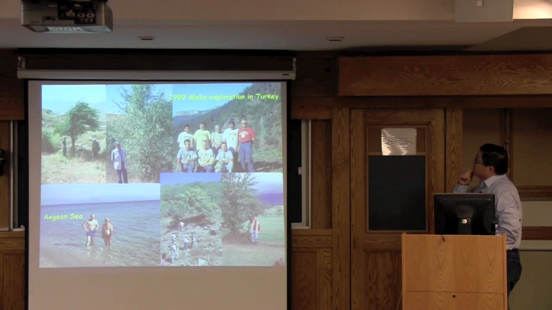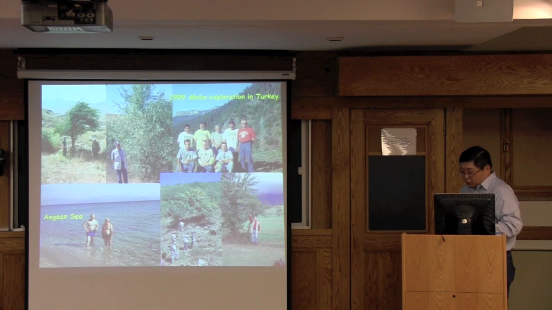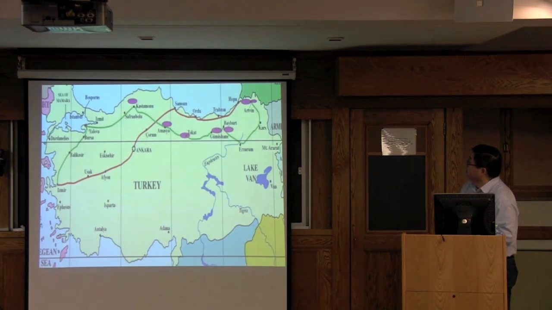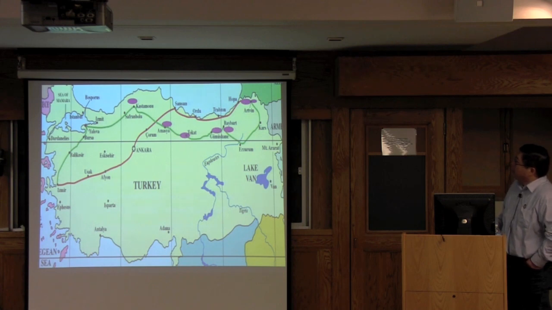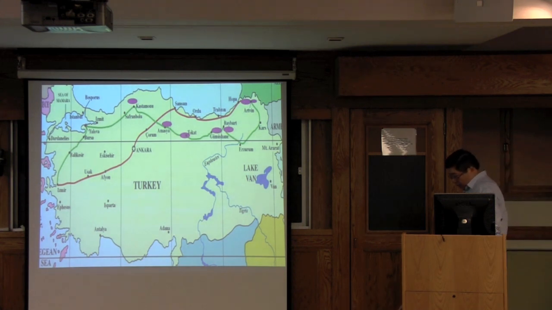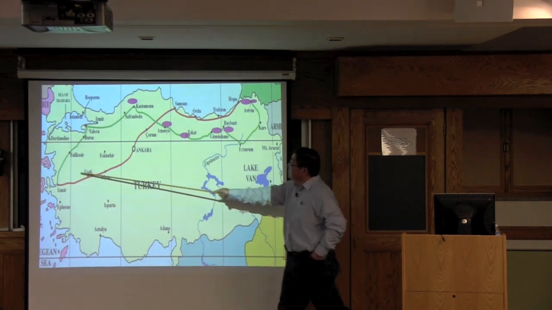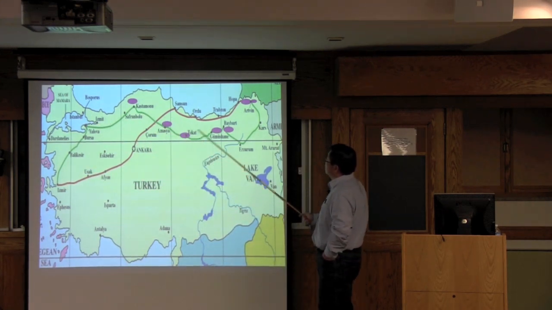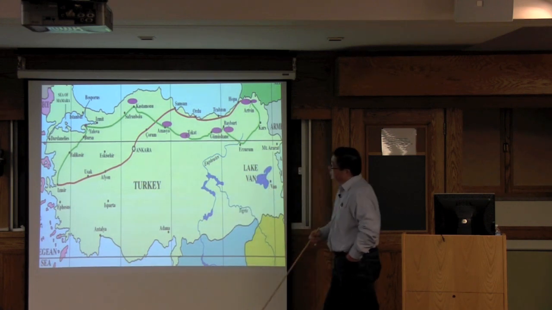Here are some pictures from the 1999 exploration in Turkey. Basically, you have to do all kinds of things when you're on an exploration trip. Some of them are fun. Here is the route they took in Turkey: they started in the city of Izmir near the Aegean Sea, went up north, covered several locations, and then doubled back once again to the north, coming back to Izmir.